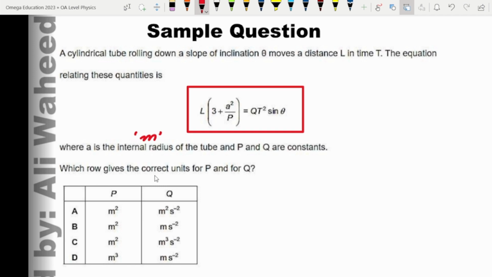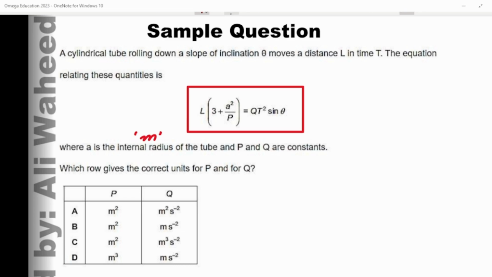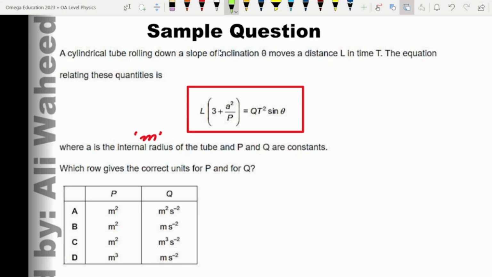Which row gives the correct units for p and q? All right, so these are the constants, but these constants would have some units. This is what we get from the options as well. So we have to find the units of p and the units of q. In the first step, what you can do is ignore the constants. Like I always say, ignore the numeric constants.